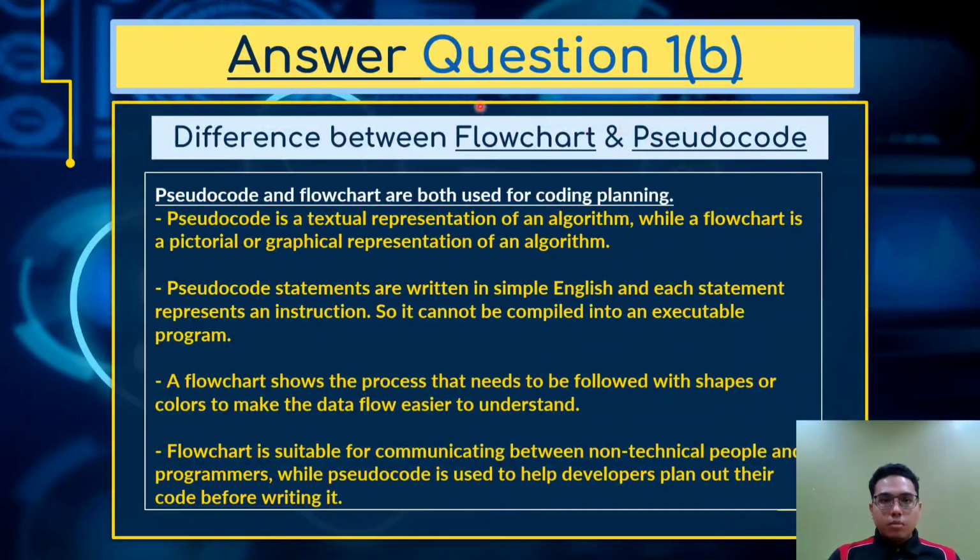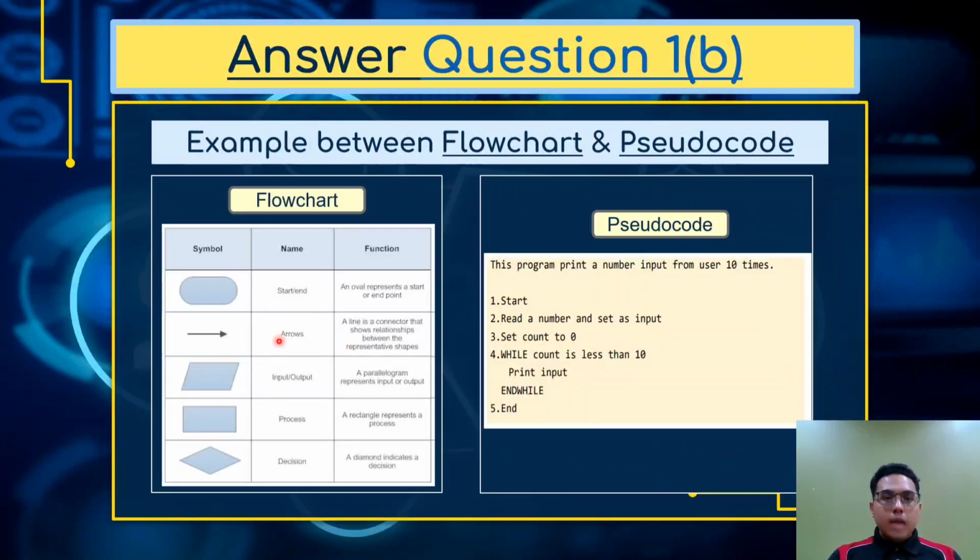Okay, for the answer to question 1B, the difference between flowchart and pseudocode. What we know is pseudocode and flowchart are both used in coding planning. Pseudocode is a step-by-step presentation of an algorithm, while a flowchart is a pictorial presentation of an algorithm. Pseudocode statements are written in simple English, and each statement represents an instruction, so it cannot be compiled into an executable program. A flowchart shows the process that needs to be followed with shapes or colors to make the data flow easier to understand. A flowchart is suitable for communicating between non-technical people and programmers, while pseudocode is used to help developers plan out their code before writing it. I will show you an example of the flowchart and pseudocode.